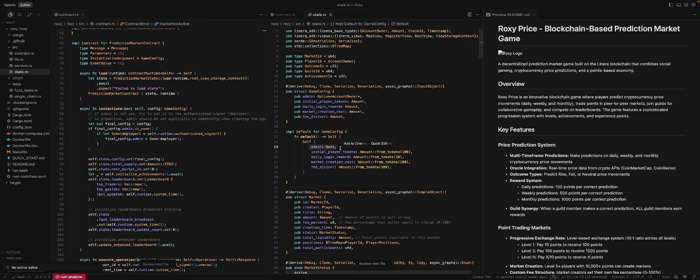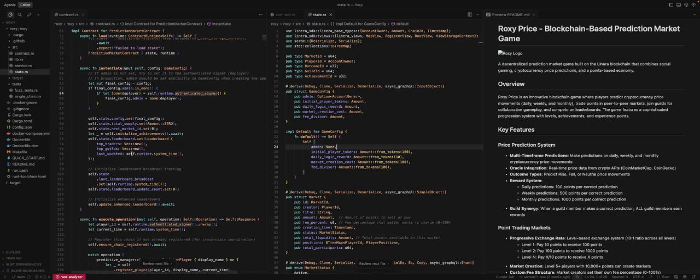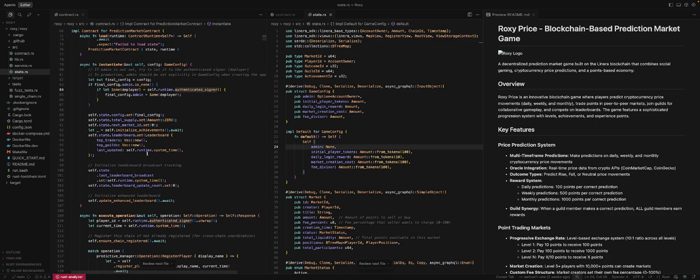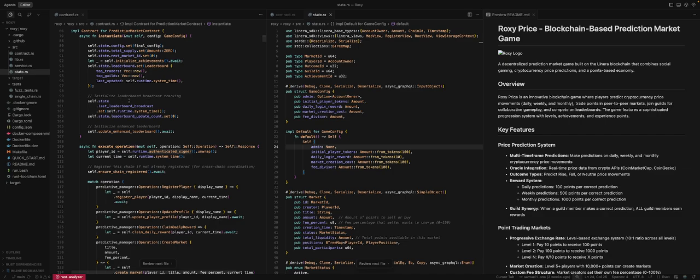Whenever I want to deploy, I can hardcode it, or I can automatically use the authenticated signer, that is the person that deploys. The address of the person that deploys will be replaced at this particular point. So this is where I set up everything, all the configs, all the game configs. I also initialize the leaderboard and broadcast tracking. This tracks all the state changes whenever the game is being played, each player getting their points and their ranks on the leaderboard.